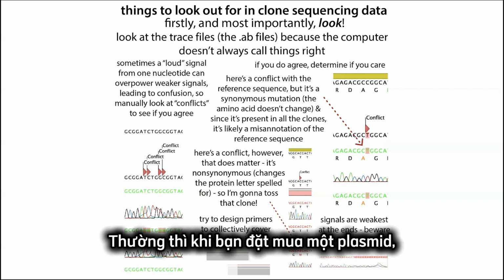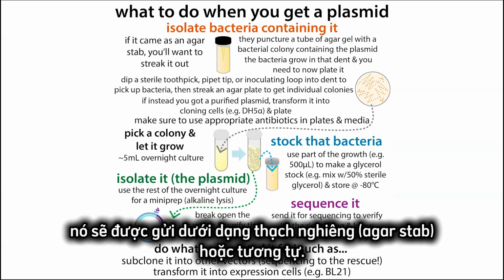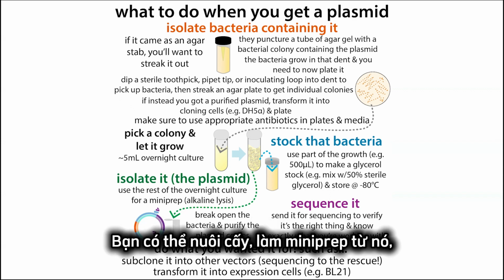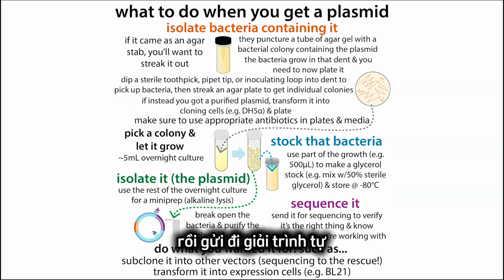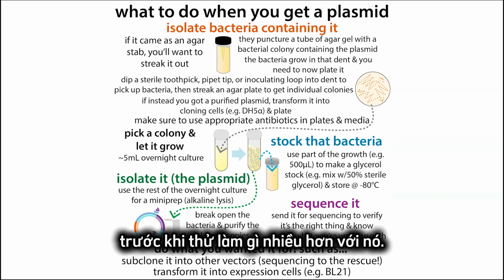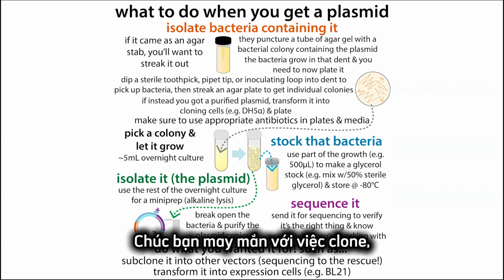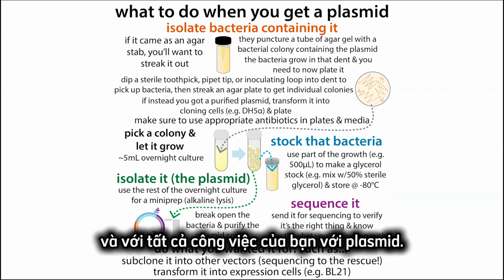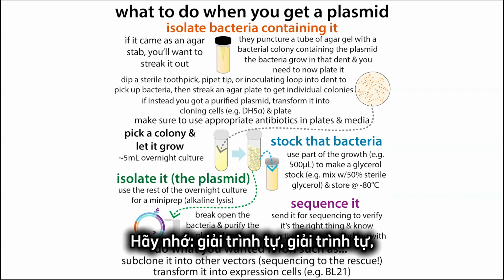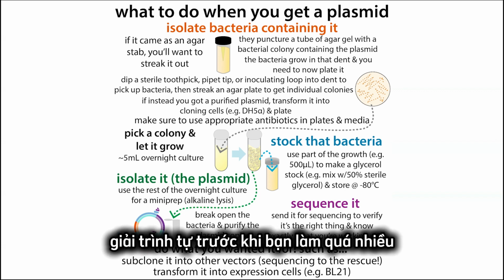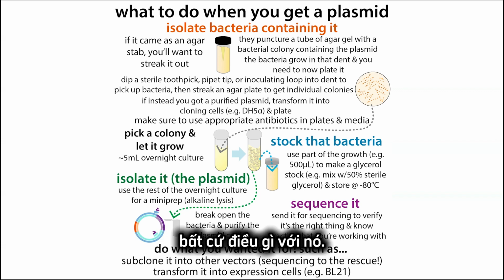Often when you order a plasmid, it'll come as an agar stab. You can grow it up, make a miniprep of it, and then send it for sequencing before you try to do too much with it. So I hope this helped you, and best of luck with your cloning, with your expressing, with all of your work with the plasmid. Remember to sequence it before you do really anything with it.